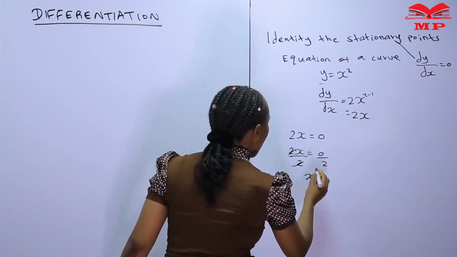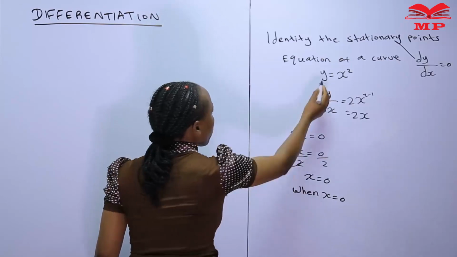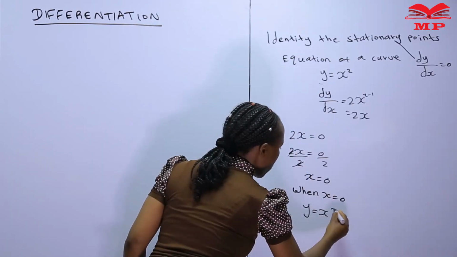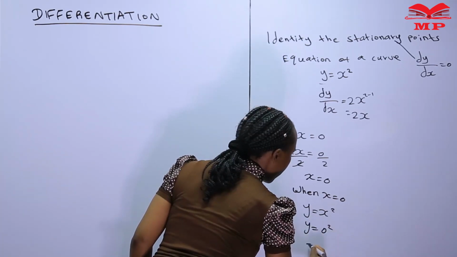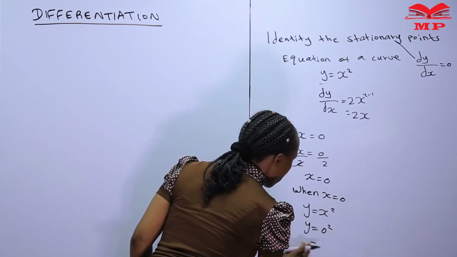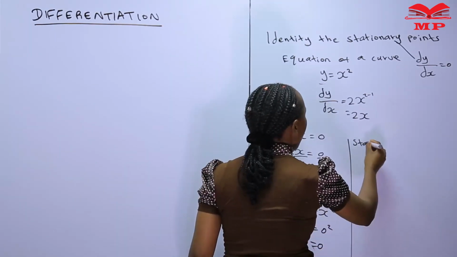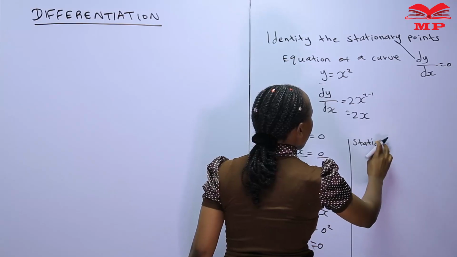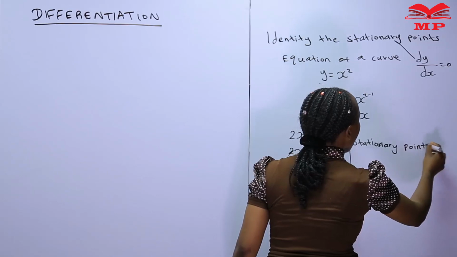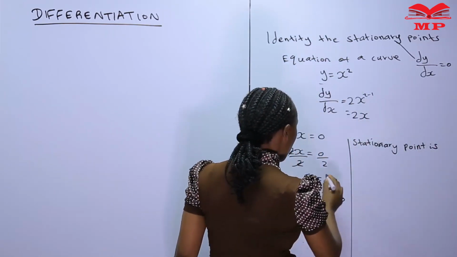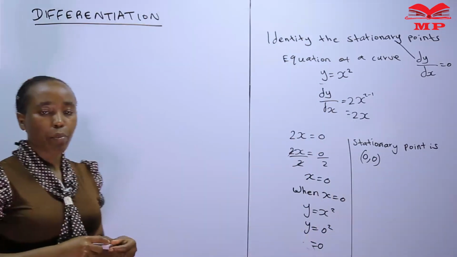we have, when x is 0, y is equal to x squared. Therefore y is equal to 0 squared, that is 0. And therefore the stationary point for this is (0, 0). We have x 0 and y 0. That is the stationary point.